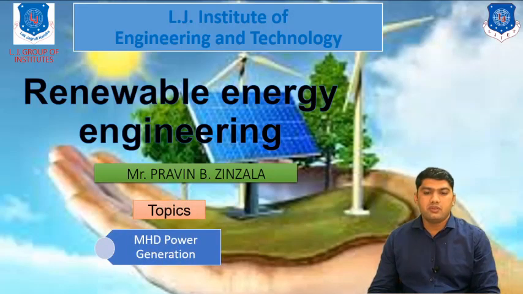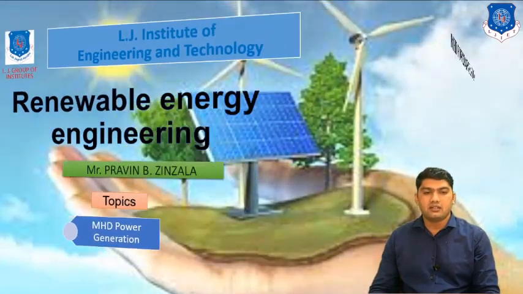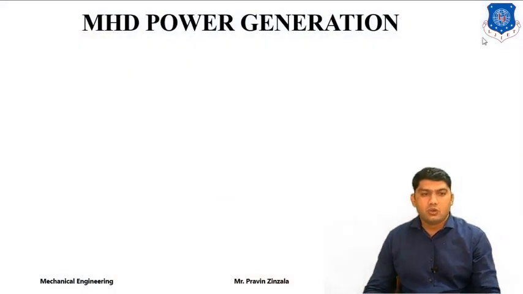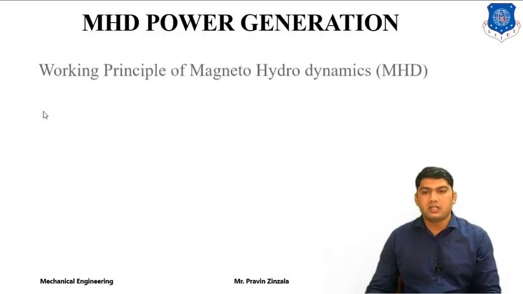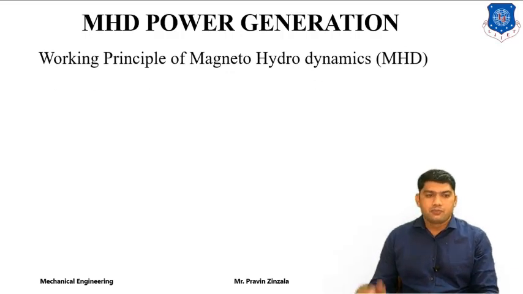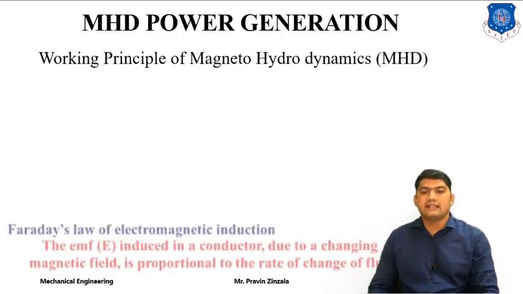In today's session, we will discuss MHD power generation, which means magnetohydrodynamic power generation, the direct conversion of heat energy into electricity. So let's start our session. First of all, we discuss what MHD power generation is. It is one type of system used for the direct conversion of heat energy into electricity.